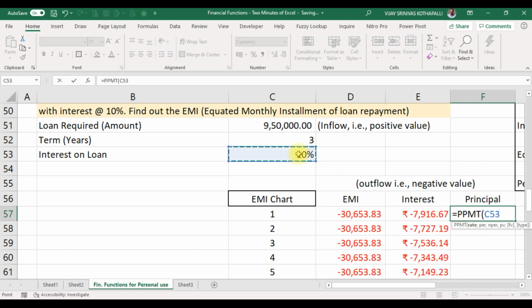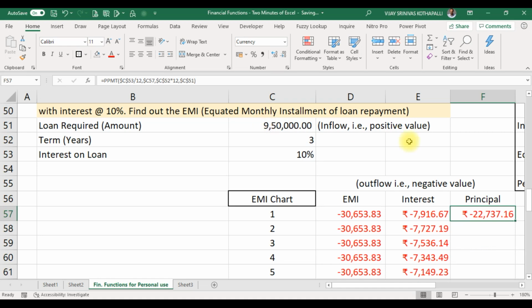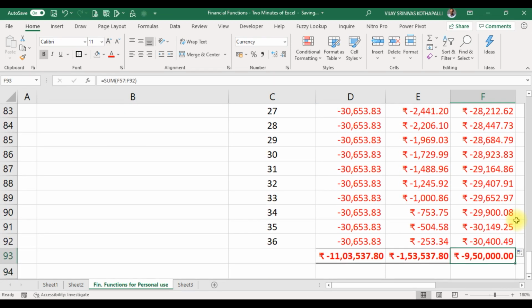Again going by the same options, rate divided by 12, the period, the first month, let's freeze column C. Then you have NPER, that is number of years multiplied by 12. Then you have the present value, that is the inflow of 9,50,000, and let's freeze that as well. So in the first month, out of the EMI, 22,000 is the principal. At the end of the term, we'll be paying 9,50,000.